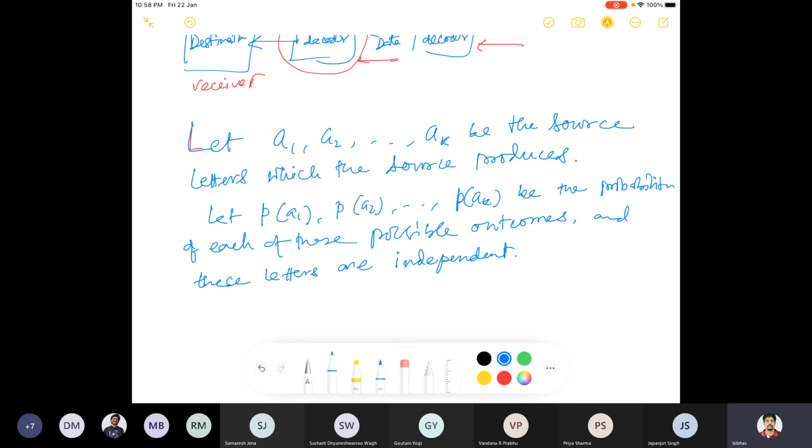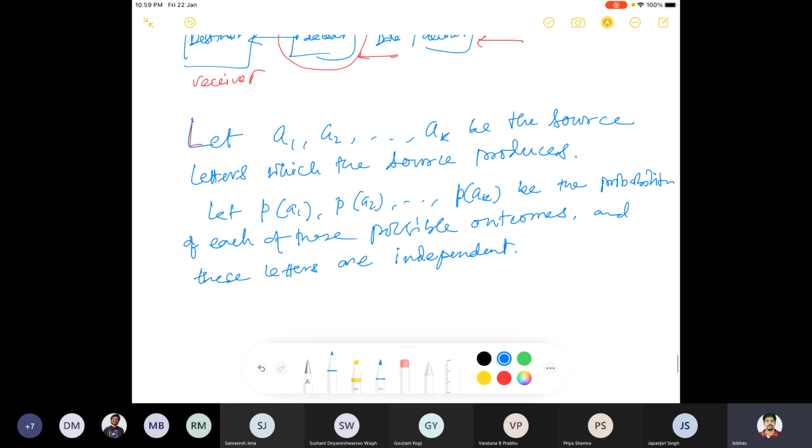So if you pick the English dictionary and pick any word, it is not like putting some random letters together. So they are not statistically independent. This is what I'm trying to say: these letters are not statistically independent. But for the case of our model, let us assume that they are all independent.